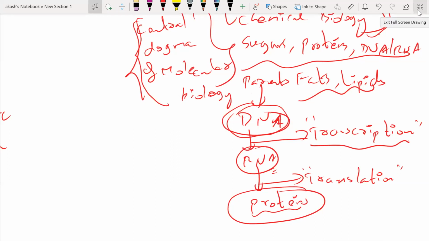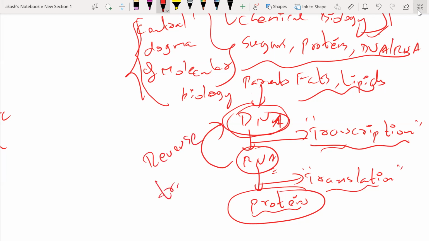Anybody? Yes, sir. Okay, do you know this? Transcription, translation, have you heard these terms? Yes, sir. Molecular base. Good. So anyways, DNA converts to RNA, and that is called transcription, right? And RNA can convert to proteins, and that process is what is called translation, right? And what you have to understand is this RNA can also get converted to DNA, and that process is what is called reverse transcription.